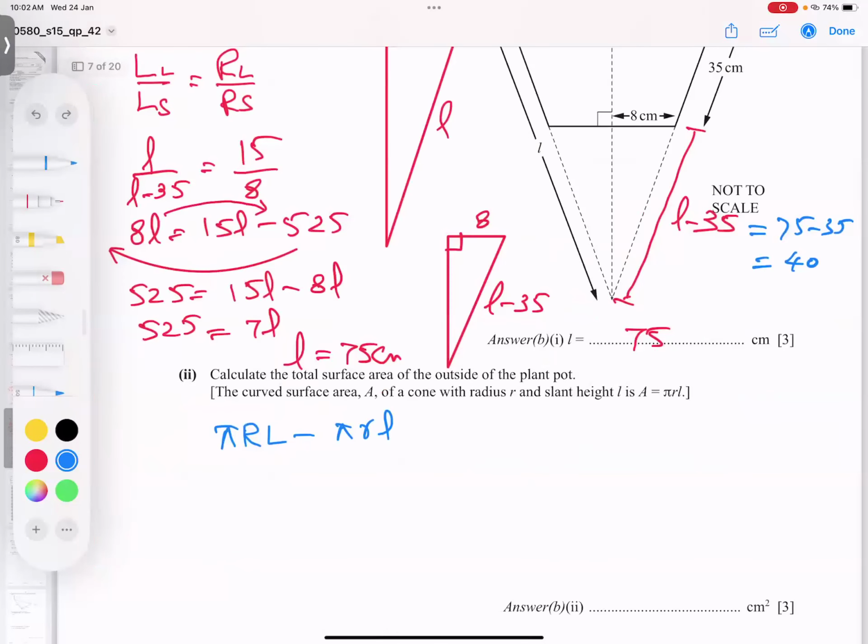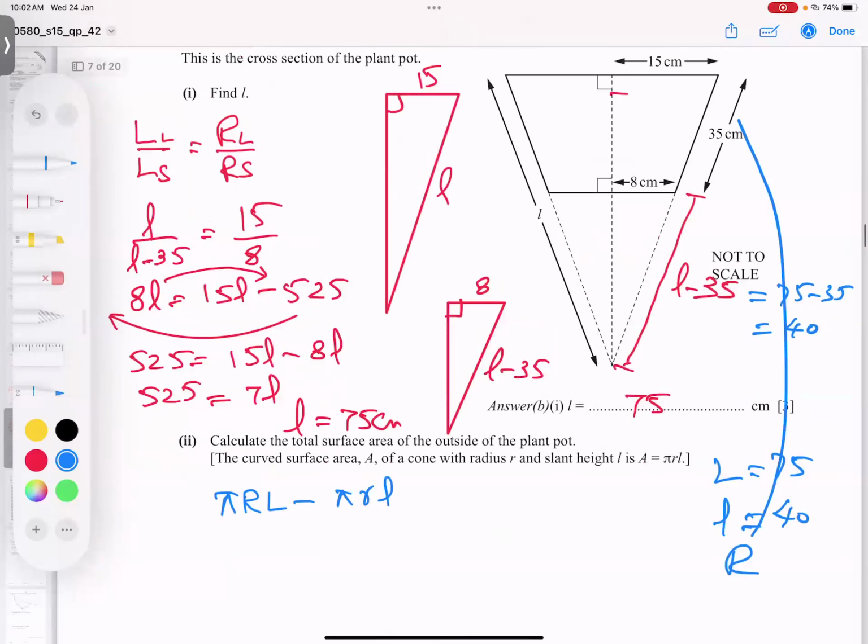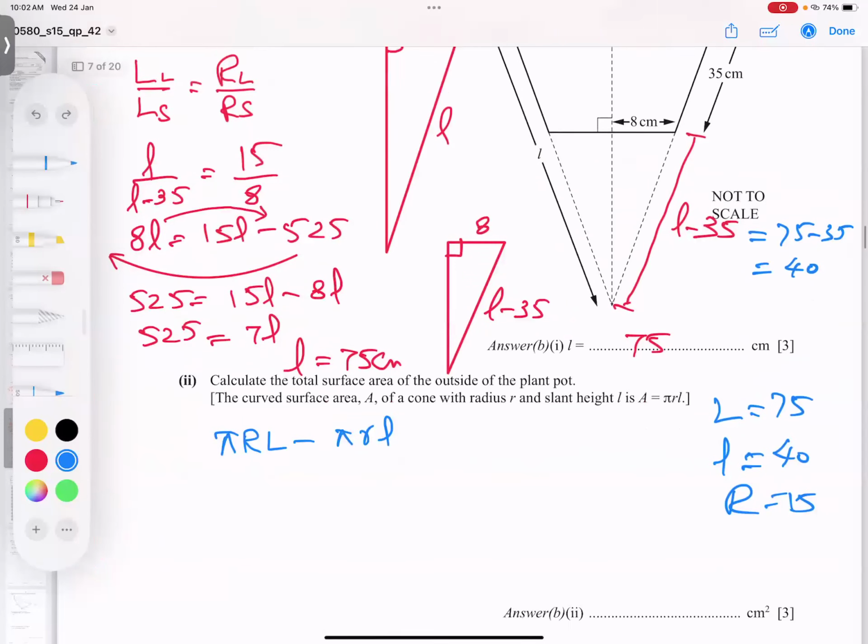So let's start. It means I'm writing capital slant height is 75. Small slant height is 40. Bigger radius, if you look on the top, 15. Bigger radius is 15, and smaller radius is 8.